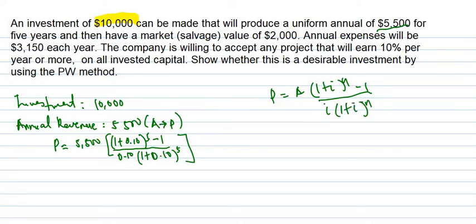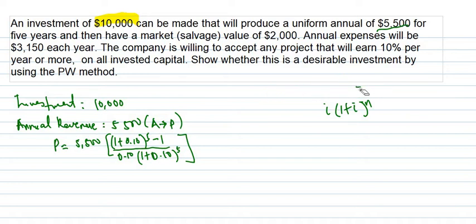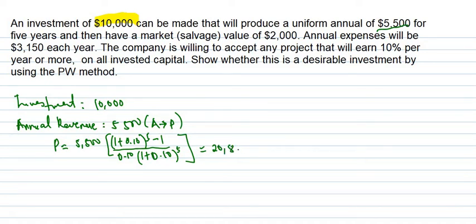That is our formula. Remember this formula when we find the present worth when annuity is involved, a series of equal payments. That is why we use this one. When we compute this P, we get 20,849.33. That is the annual revenue. Then we have here the market or salvage value, which is 2,000.